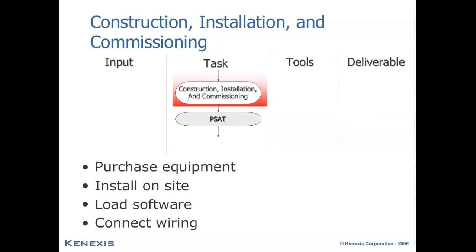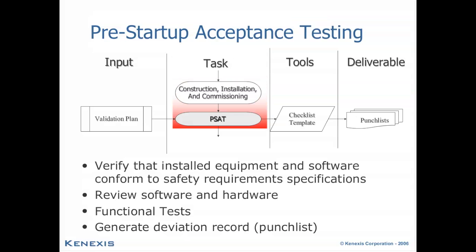The next step in the safety life cycle is the construction, installation, and commissioning. This is where the system is brought to the site. Field wiring is installed, the SIS program is loaded, and the system is being commissioned at this point in time. During that commissioning, we're going to do a very important step where we go through pre-startup acceptance testing to verify that all the equipment is installed in a way that conforms with the safety requirement specifications.